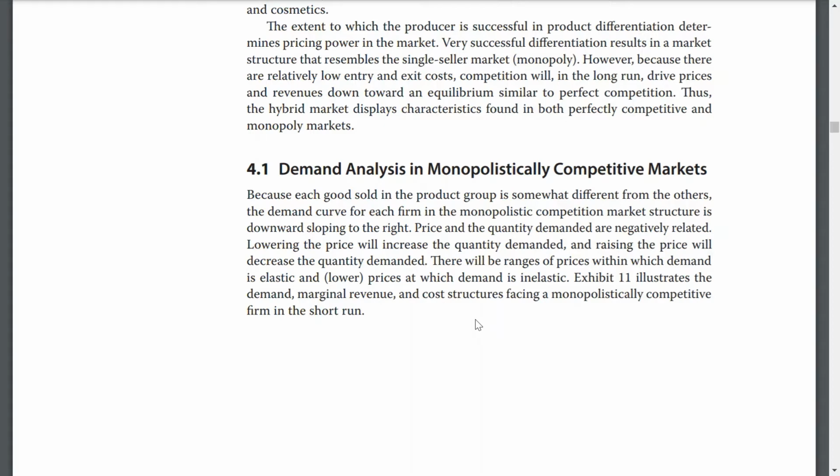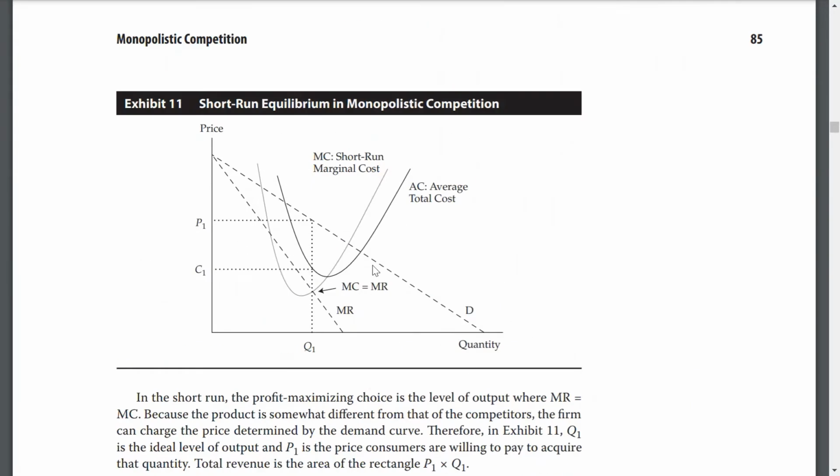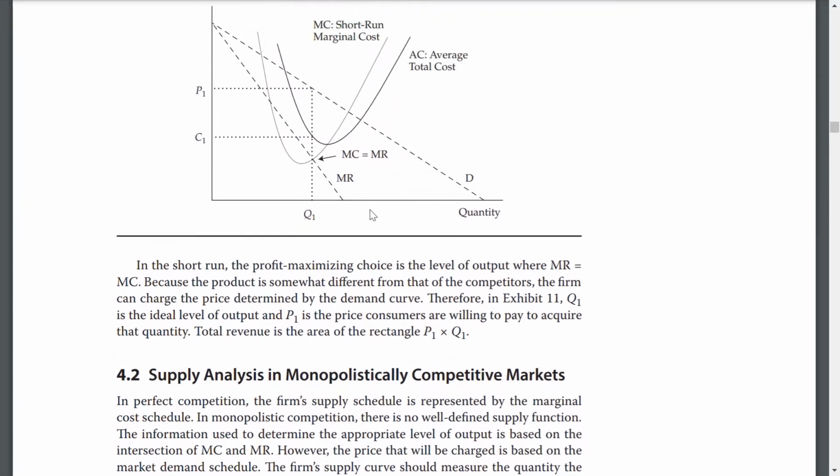Exhibit 11 illustrates the demand, marginal revenue, and cost structures facing a monopolistically competitive firm in the short run. So that's what it looks like in the short run. Now, the long run is going to be a little bit different. In the short run, the profit-maximizing choice is the level of output where MR equals MC. Because the product is somewhat different from that of the competitors, the firm can charge the price determined by the demand curve. Therefore, in Exhibit 11, Q1 is the ideal level of output, and P1 is the price consumers are willing to pay to acquire that quantity.